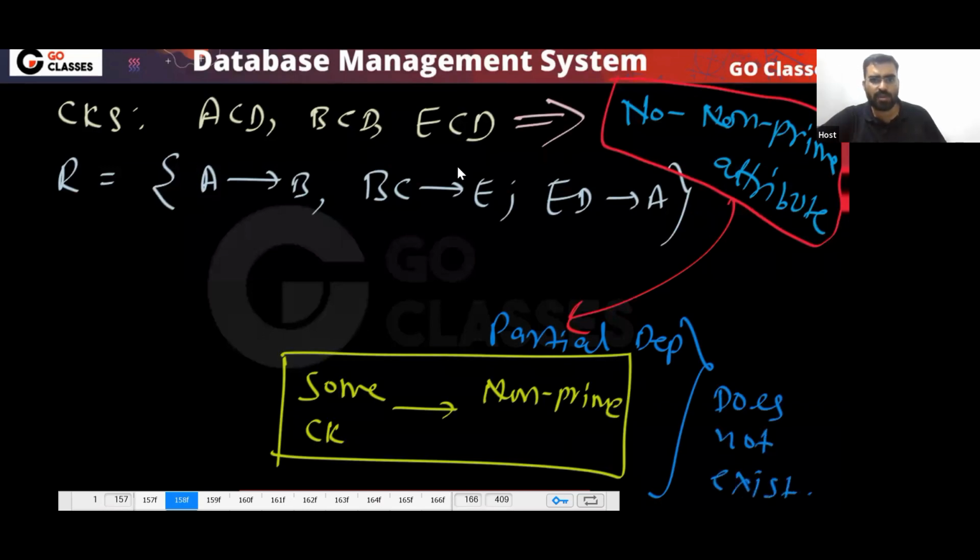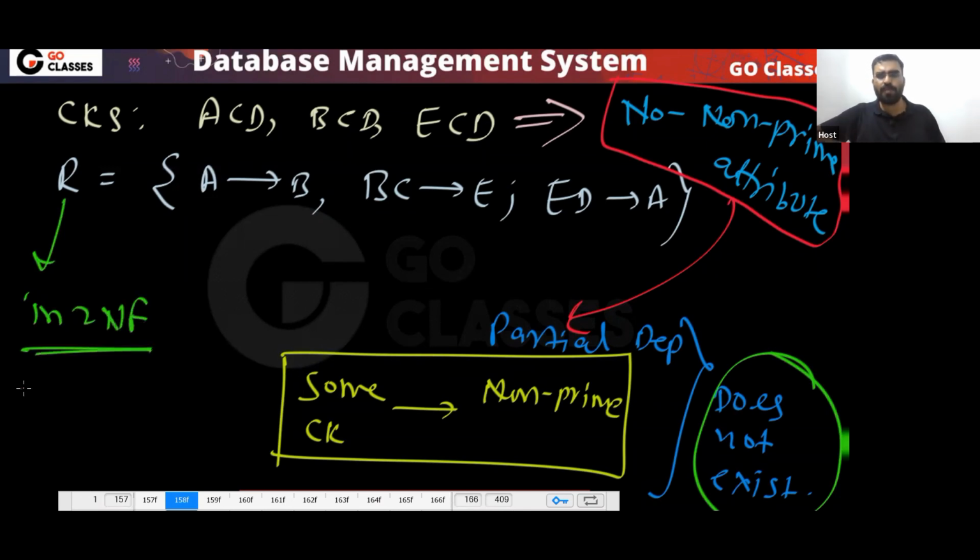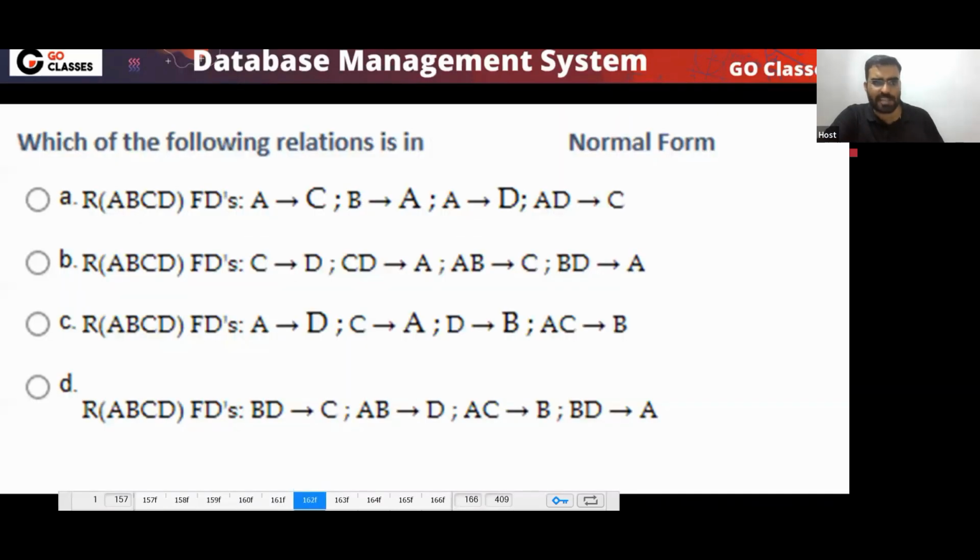So this relation is in 2NF. Because this does not exist, and because there is no non-prime attribute, the relation is in 2NF. Is this clear? This type of partial dependency does not exist. Now let's see the next concept.